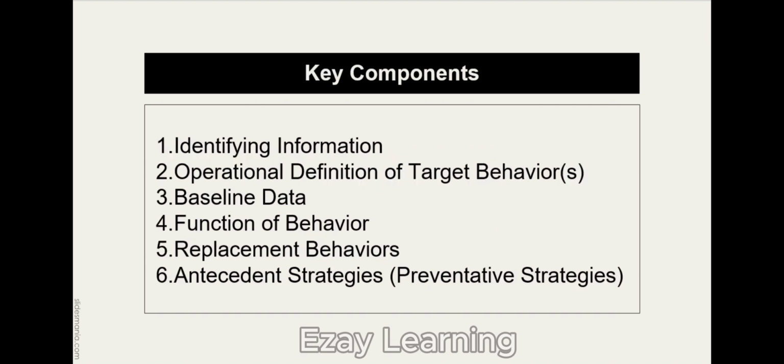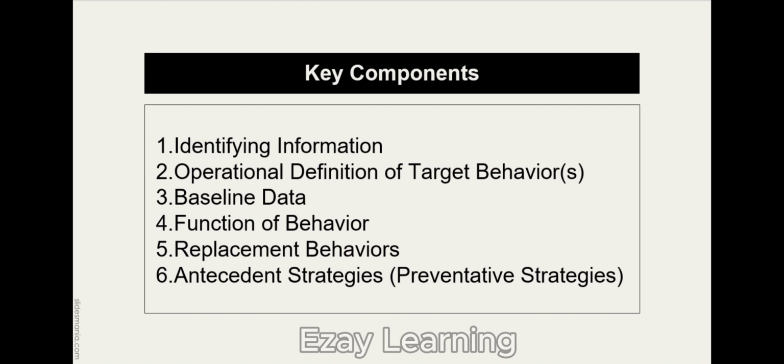Coming towards the components of a BIP. First of all, you have to identify the information, including the individual's name, age, diagnosis if applicable, and relevant background details. Then you have to give the operational definition of the target behavior. So basically a behavior intervention plan will consist of the client's information, then the operational definition of the target behavior or behaviors. You need to provide a clear, measurable and observable definition of the problem behavior being addressed.